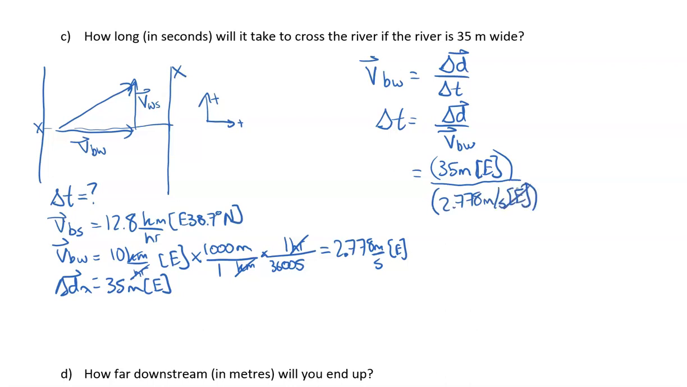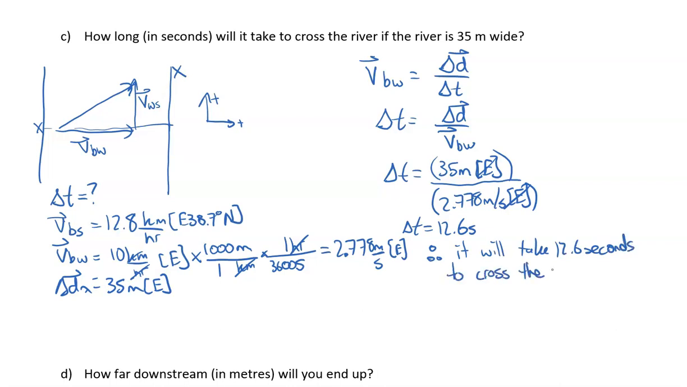Because the directions are the same, the directions cancel out, I don't need to worry about those, and we're left with a time of 12.6 seconds. And we can conclude to two significant digits, therefore, it will take 12.6 seconds to cross the river.